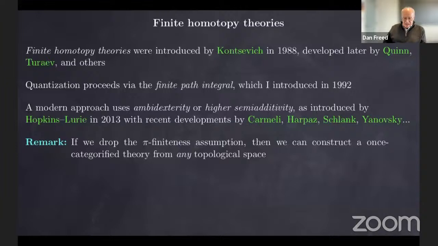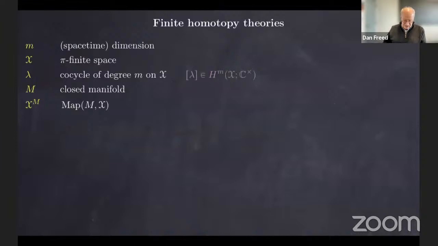Just a remark that this pi finiteness assumption actually only enters at the top level when we want to make a number for an M manifold, the top dimensional manifold. We can drop that, and then we would get a once categorified theory. And this is one of the ways we can get rid of some finiteness and get wider applicability.